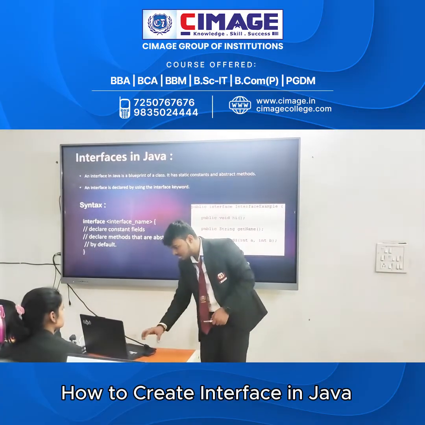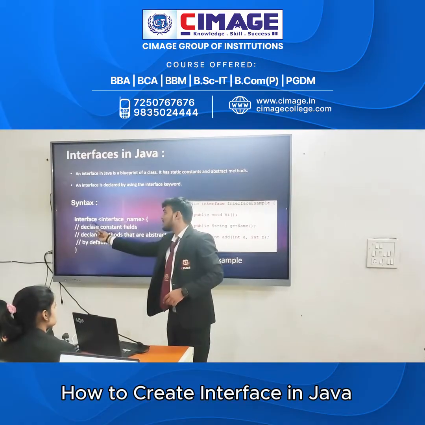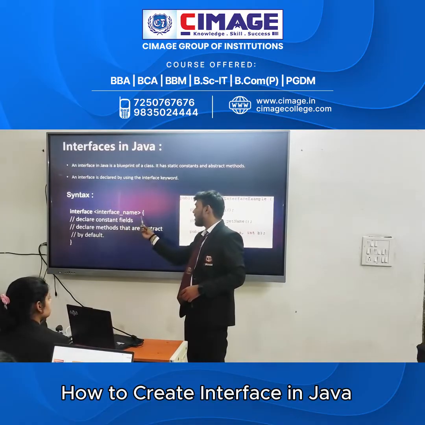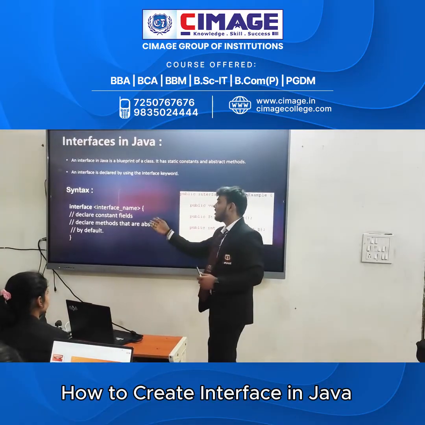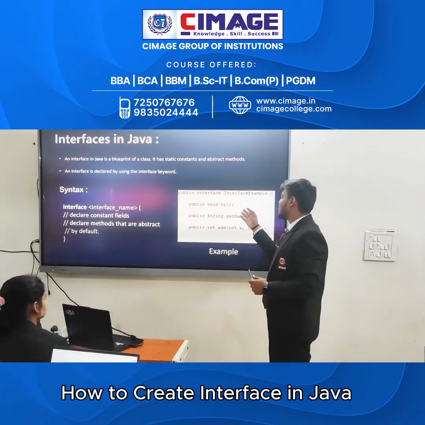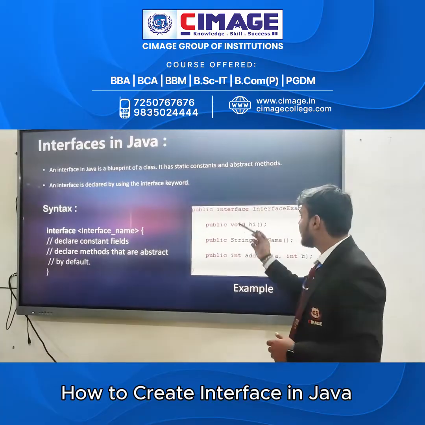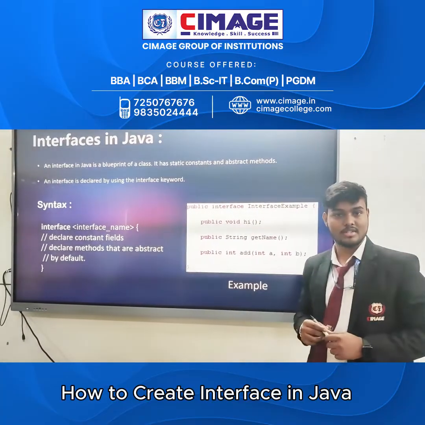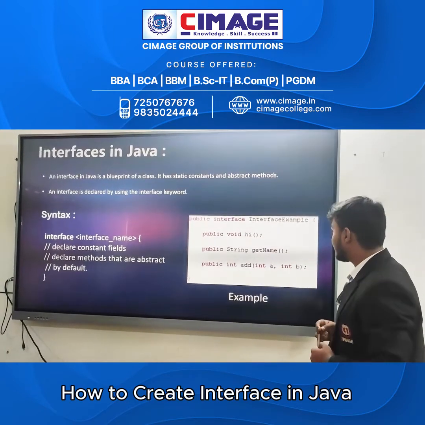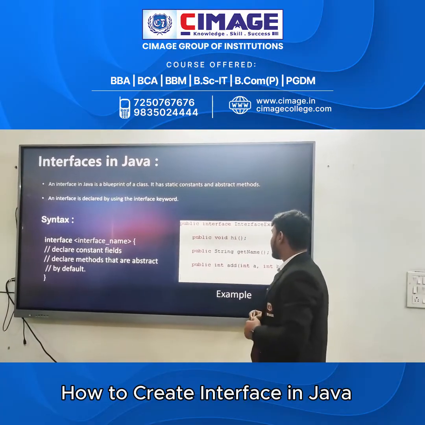In this syntax we can see that we have written the interface keyword, followed by the interface name, and then inside the curly braces we declare the constants and the abstract methods. Here is an example of an interface. Public is the access specifier, the interface keyword declares the interface, and the name of the interface is InterfaceExample. Here we can see that there are 3 functions inside InterfaceExample.